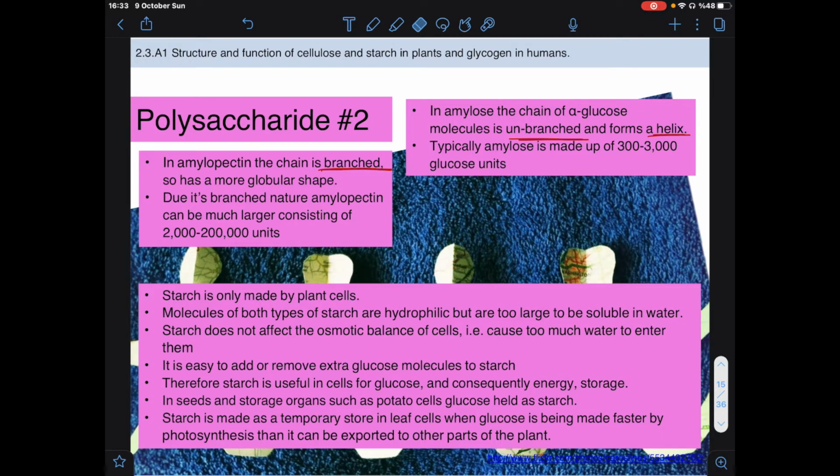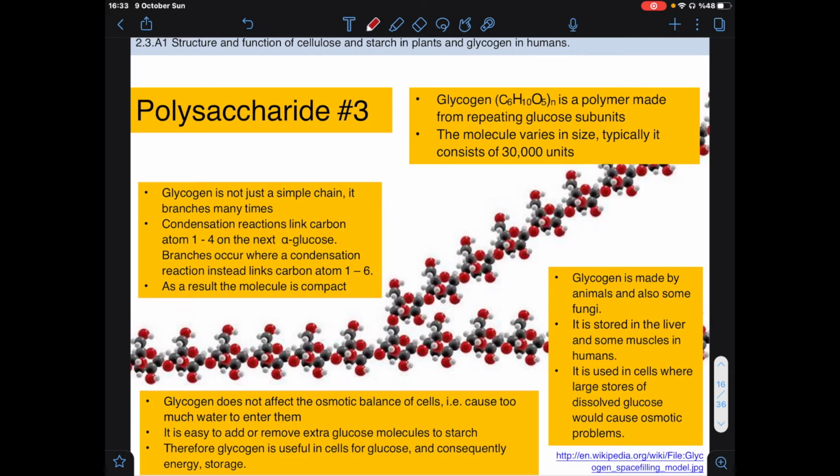Now let's move on to our final polysaccharide, glycogen. So glycogen is not a simple chain, it branches many times, and the condensation reaction links carbon atoms 1 to 4 on the alpha glucose, but when it branches, it links carbon atoms 1 to 6. So this causes it to be very large in size, so it can be up to 30,000 units, which is a lot.